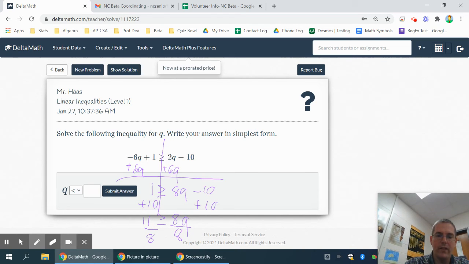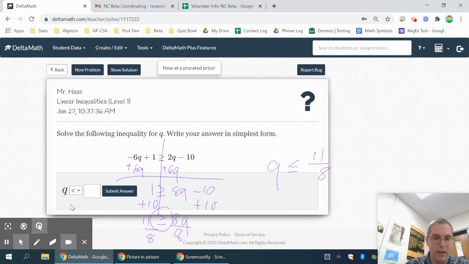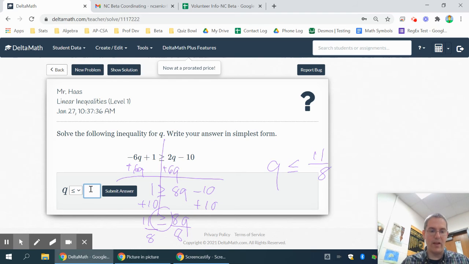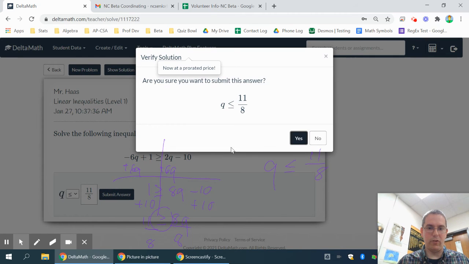But when you consider that sign, remember we have to write it so q is on the left. So since this small side points to the q, when I rewrite it with q on the left, the small side still points to the q. It's like I'm flipping that equation around. So since the alligator or the Pac-Man is still pointing to the 11 over 8, it's still going to the 11 over 8 when I rewrite it. So it should be change that again to a less than or equal to. Make sure you always remember to change the signs. And then 11 over 8, and that should give you the correct answer.